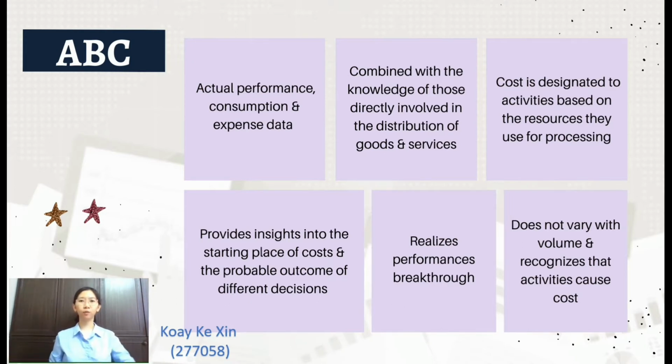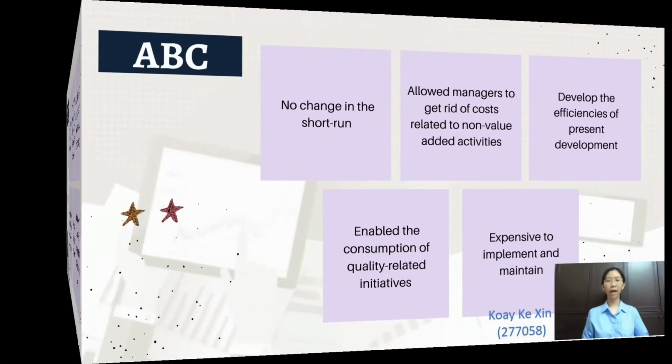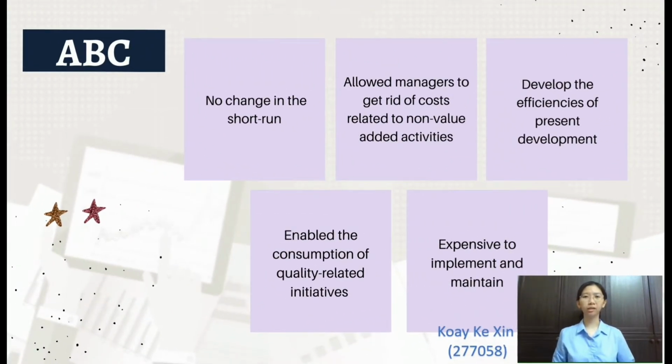Apart from providing the information required for the process, it also realizes performance breakout, such that the attribute of activity-based costing is that it does not vary with the volume. However, it may differ with some other measure of activity, and it recognizes that activity cost. Under activity-based costing, there is no change in the short run because the costs are correlated with supplying the capacity essential to carry out manufacturing operations, marketing operations, or administration.